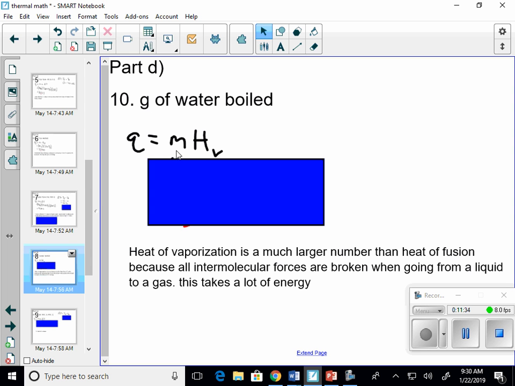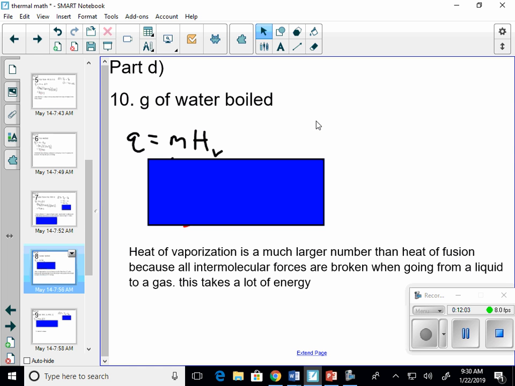I'm going to take the mass times the heat of vaporization. Once again, I will allow you to plug in the numbers for that step. Look on the front side of your sheet of paper to determine what is the heat of vaporization of water. And I know I give it to you in different values. I would suggest taking the joule per gram value, because everything we've solved for so far is in joules.